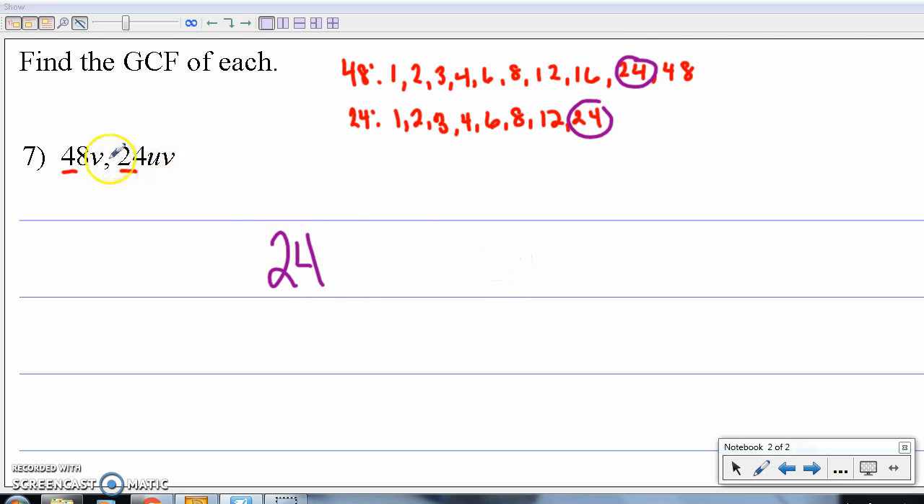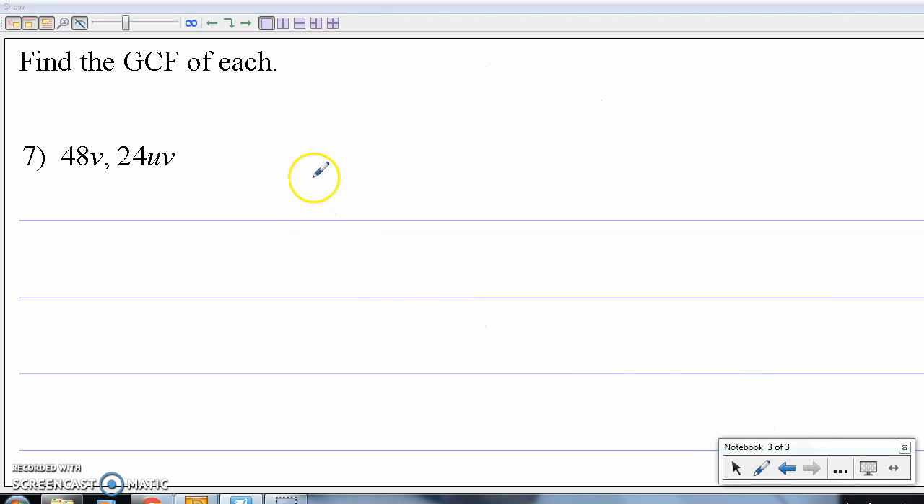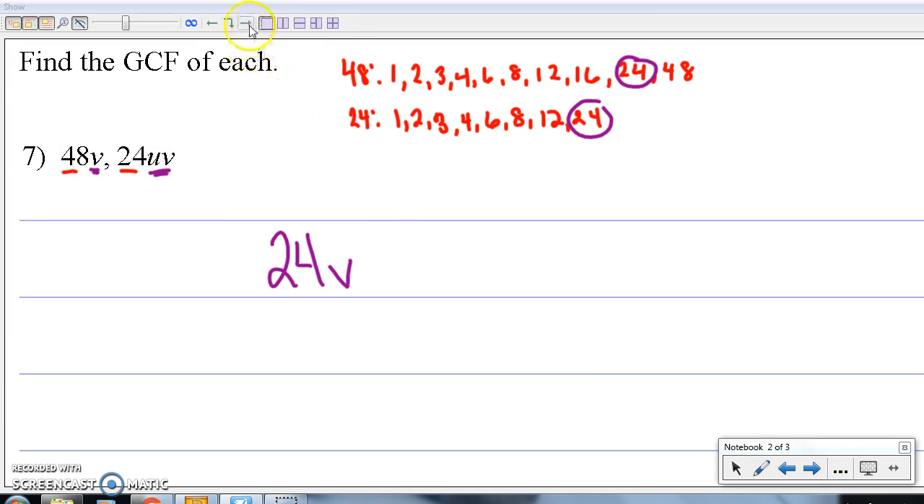What we're going to have to do, which is new, is actually look at our variables. You'll notice that in this first term we have a v. In the second term we have a u and a v. So since both of those have a v, we're going to include the v in our GCF.